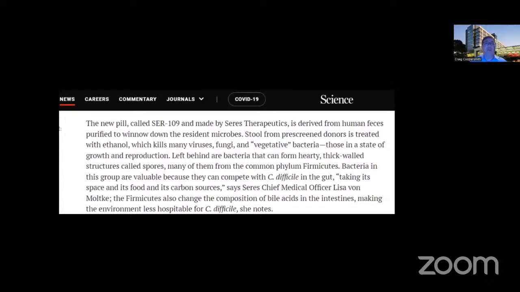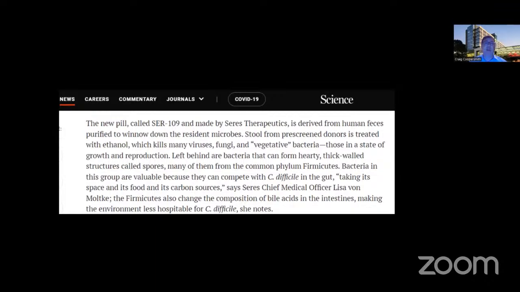The new pill is derived from human feces, purified to winnow down the resident microbes. Stool from pre-screened donors is treated with ethanol, which kills many viruses, fungi, and vegetative bacteria, those in a state of growth and reproduction. And what's left behind are bacteria that can form hardy, thick-walled structures called spores, many of them from the common phylum Firmicutes.